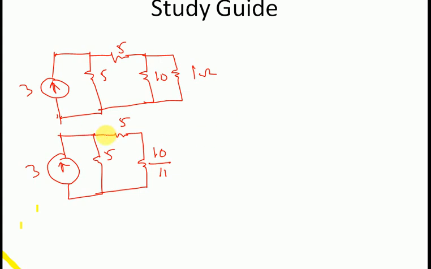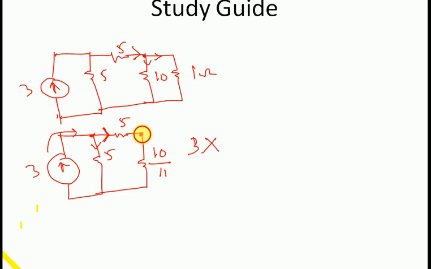Now we are very interested to first find the current of this branch. If I can find the current of this branch, then at this junction the current is divided into two parts, and we can easily find the current through the 10 ohm resistance. So first let us use the current division rule. What does the current division rule say? This 3 ampere current is going and it is divided into two parts, 5 ohm and 5 ohm and 10 by 11.